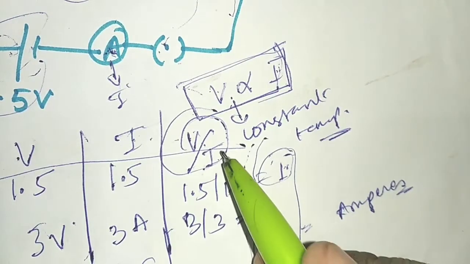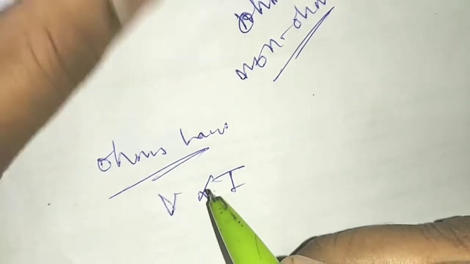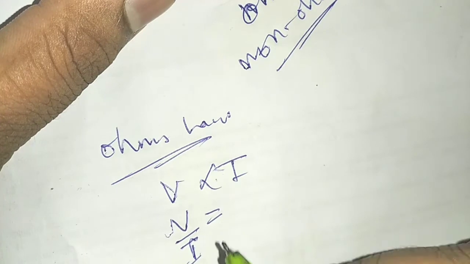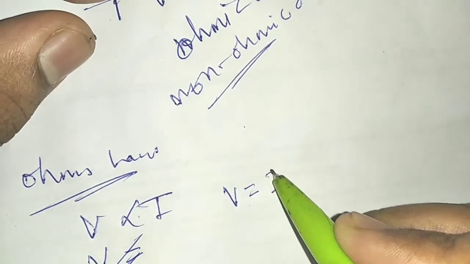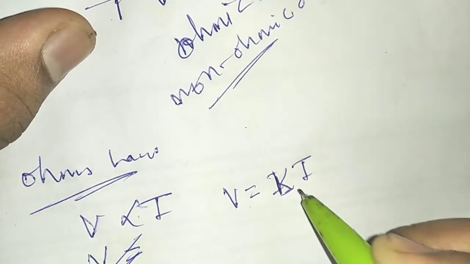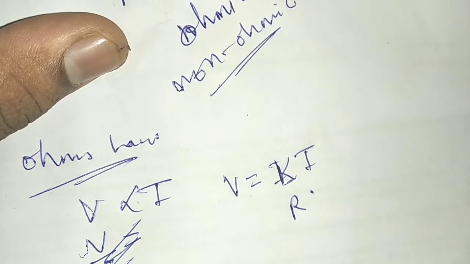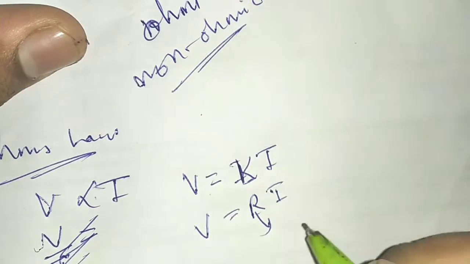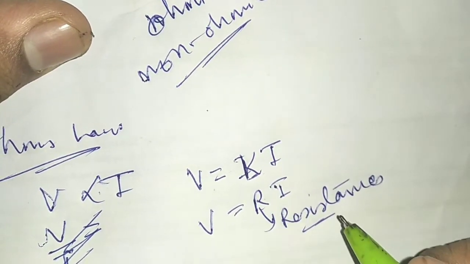Now let us talk about this constant. What is V by I? According to Ohm's law, V is proportional to I. When I remove the proportionality, we get V by I is equal to some constant. Let me write it here: V is equal to some constant K into I. Now this constant K is nothing but R, so it is written as R into I. I will be telling you what R is here. R is called resistance.